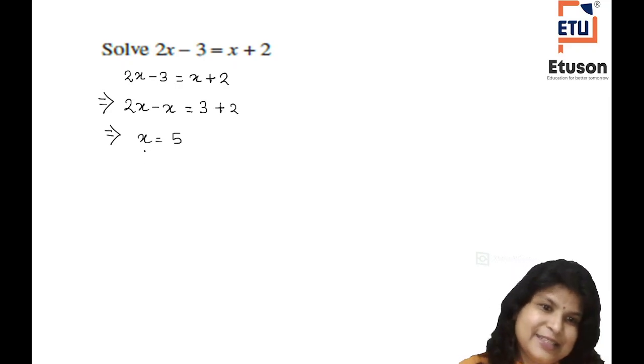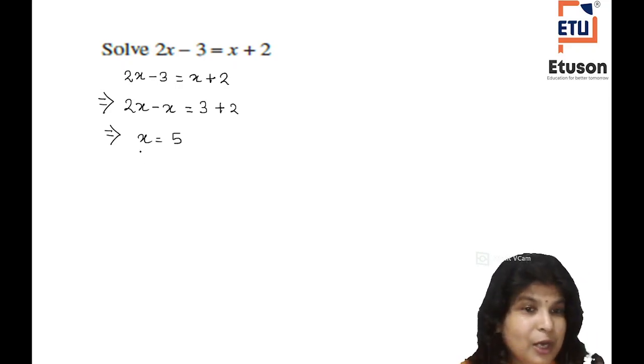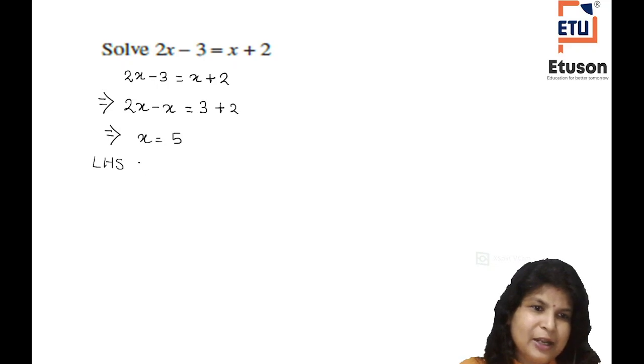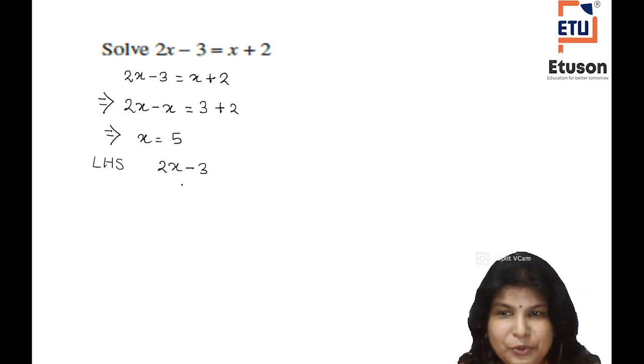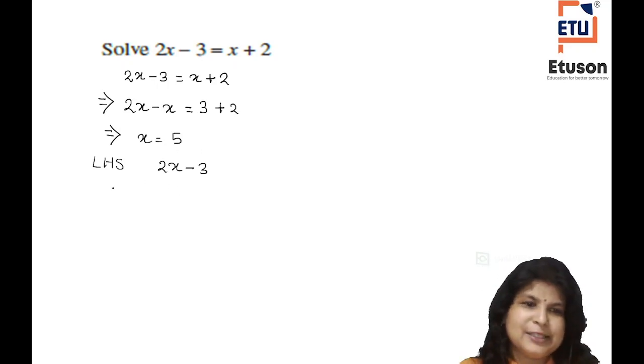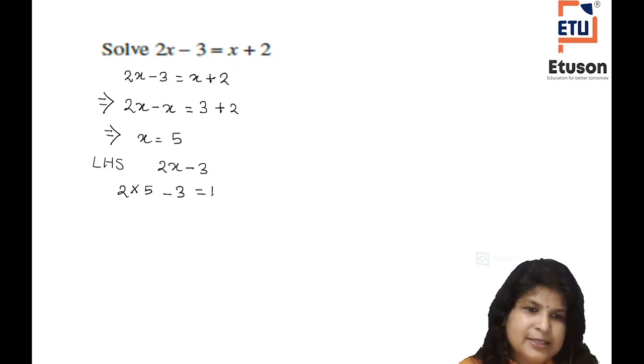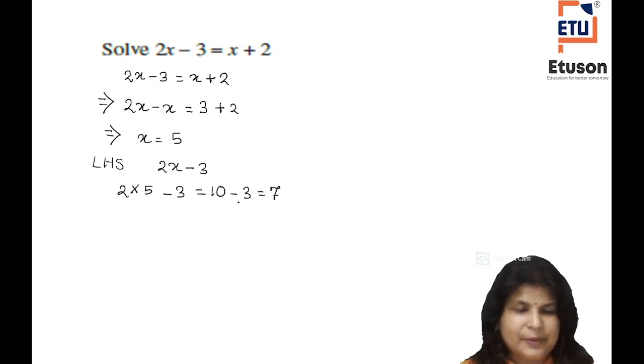Now let us check whether you have got the correct answer or not. How are you going to do it? Just do it in this way. What is the left hand side now? Your left hand side is 2x minus 3. What next you have to do? Very simple. Put x is equal to 5. So 2 into 5 minus 3, that is 10 minus 3, and your answer is 7.